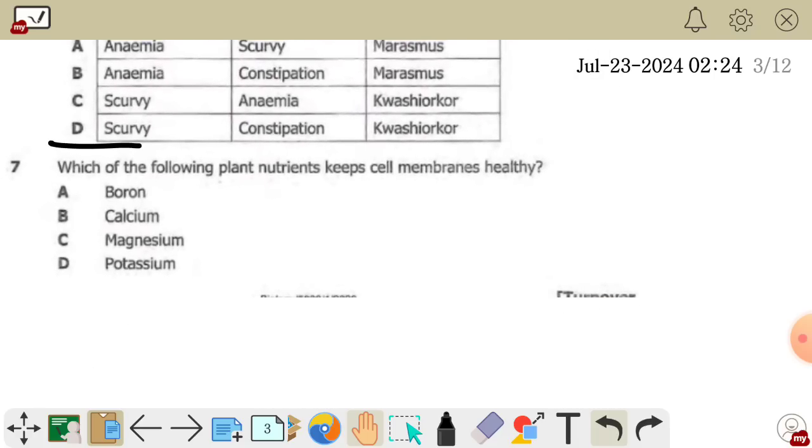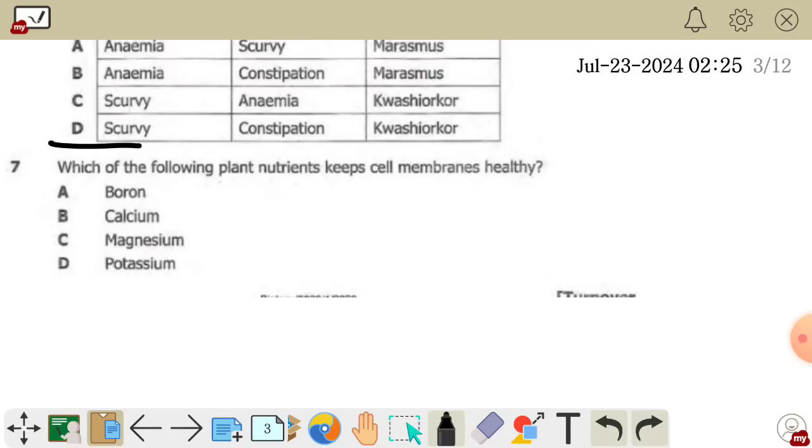Question 7. Which of the following plant nutrients keeps cell membranes healthy? A. Boron, B. Calcium, C. Magnesium, and D. Potassium. So the one which keeps membranes, including the cell wall, healthy is calcium.